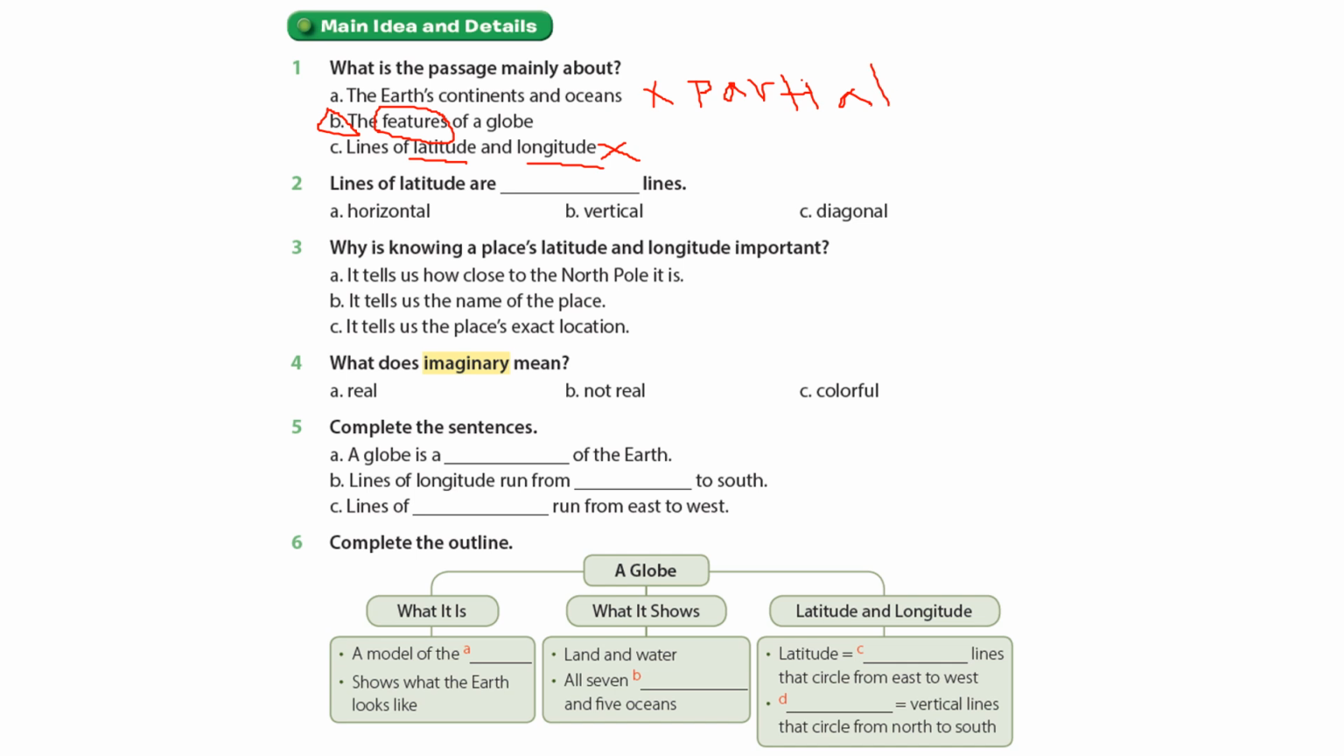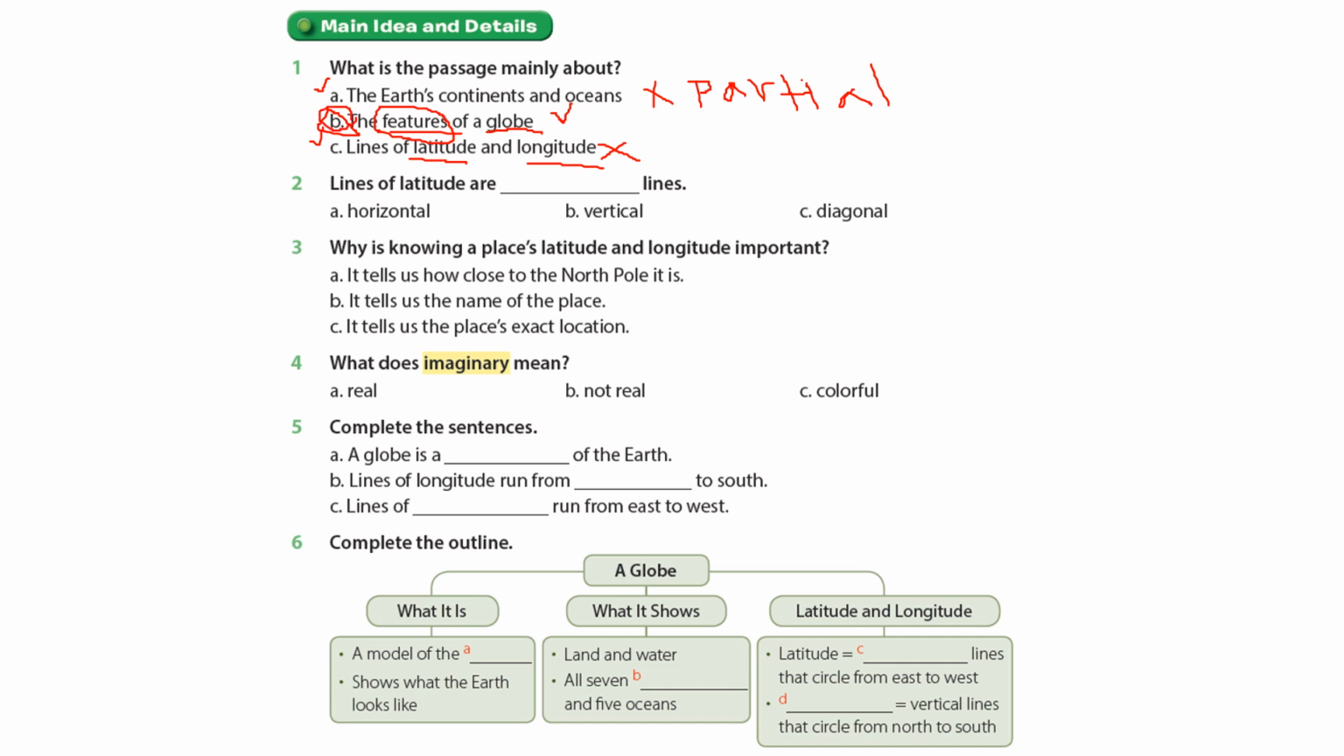Then let's take a look. What does a feature mean? feature는 이 지구본이 뭘로 이루어져 있는지, 이 지구본은 A와 C. 그래서 우리가 지난번에 보면은 지구본은 map, right? continents and ocean, 그리고 lines로 이루어져 있다고 했어요. So what do you think the answer is? B is the answer.